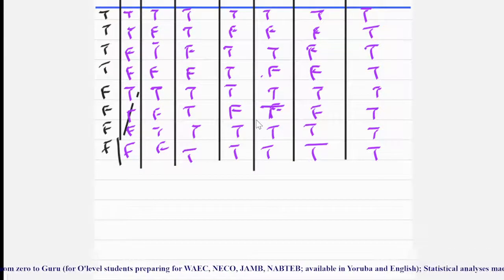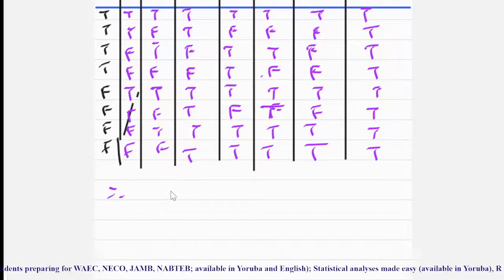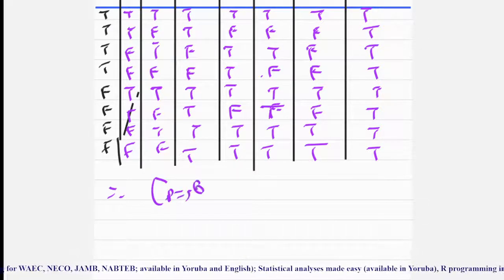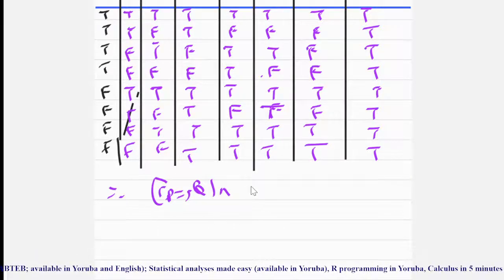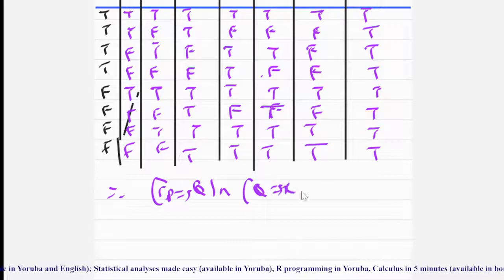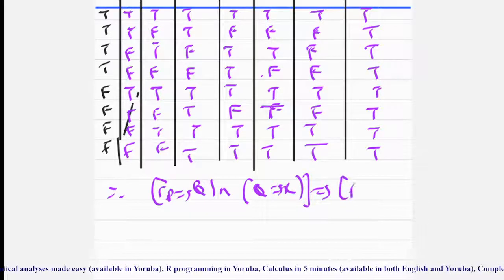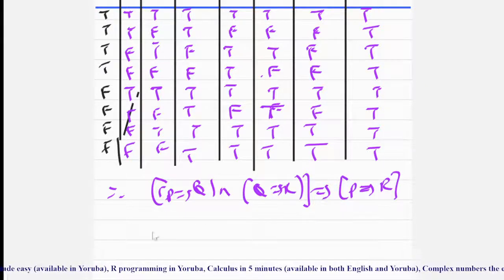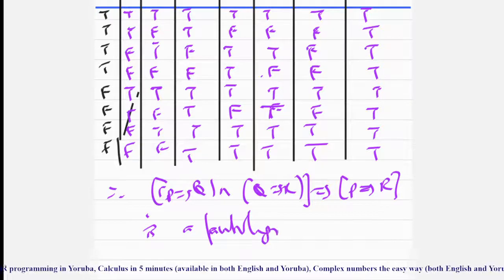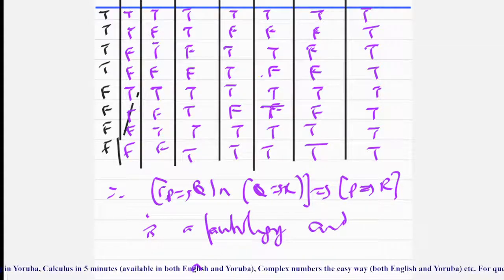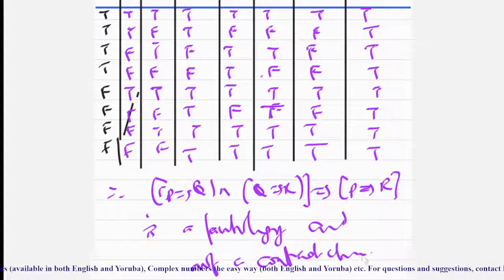That's what a tautology is. Then you can now conclude by saying, therefore, this proposition P implies Q and Q implies R, implies P implies R is a tautology, and not a contradiction. I'm going to stop here.